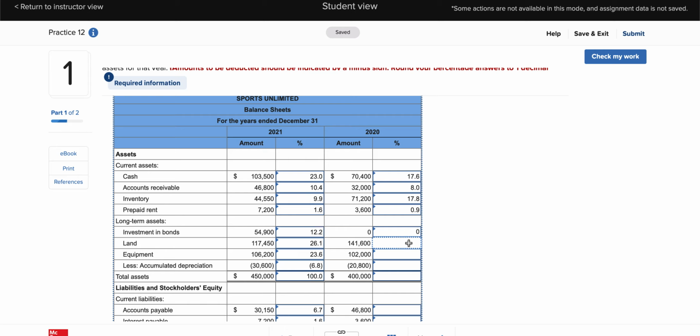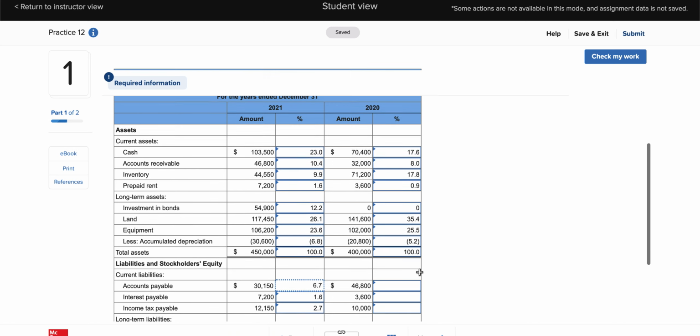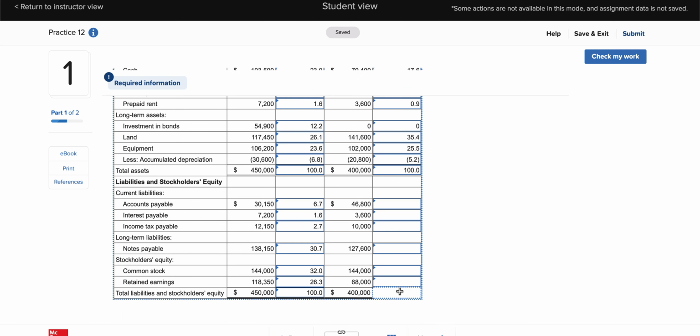Then we have land, which is 35.4. 102,000 is 25.5%. And then we have a negative 5.2 for accumulated depreciation, giving us again 100%. So the total asset lines and the total liabilities plus stockholders' equity lines are always going to be 100% in the case of vertical analysis.